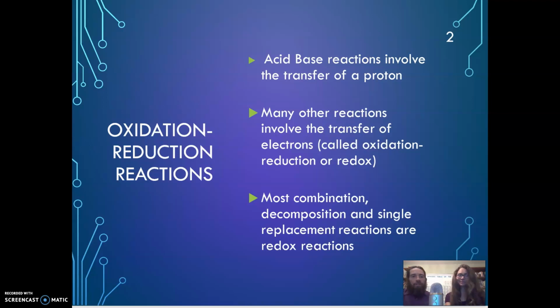Okay, so oxidation reduction reactions are sometimes called redox reactions, and they're kind of unique because we talked about acid-base reactions before where there was a transfer of a proton. Well, redox reactions involve the transfer of electrons, and this is just a little different. So most of our combination, decomposition, and single replacement reactions are redox reactions.